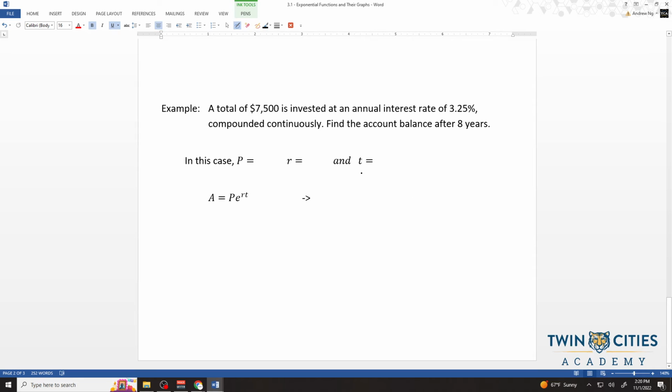Okay, what about compounded continuously? This last example, I've got a total of $7,500 invested at an annual interest rate of 3.25%, compounded continuously. There's that word. So when you see continuously, you're going to switch gears and you're going to use A equals P times e to the RT, or PERT. Find the account balance after 8 years. So in this case, P equals 7,500.